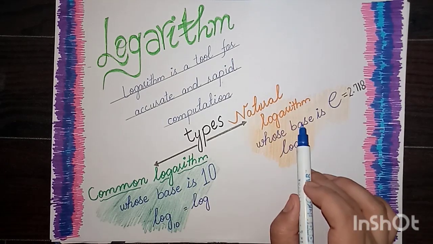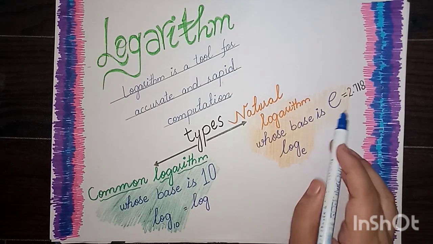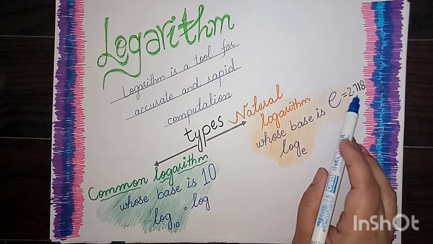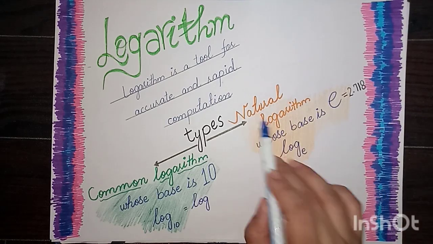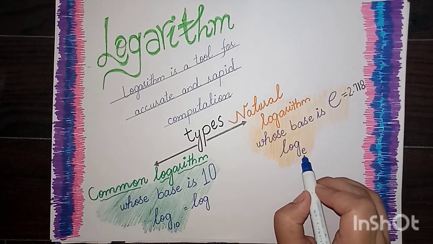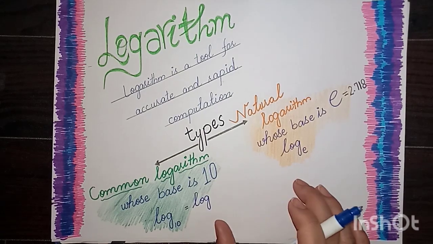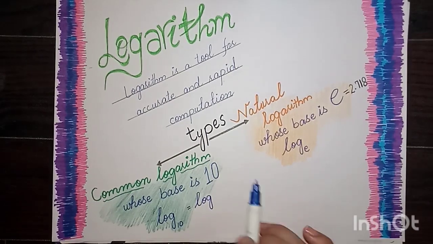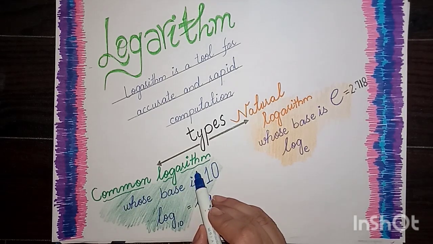In natural logarithm we will use the base of e. e is Euler's number, which is equal to 2.718. So in natural logarithm the base of the log is equal to e. So these are two basic definitions or basic types of logarithm, but in this exercise we will use common logarithm.